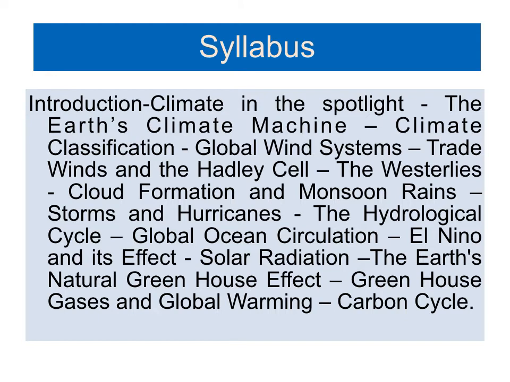Then what is El Nino, the irregularity in the circulation patterns, and what are solar radiations, how the radiation is absorbed by the atmosphere and the earth, and what is the natural greenhouse effect because of that, and what is the aberration in the greenhouse effect because of man-made activities, and what are the greenhouse gases and how they lead to global warming, and finally how the carbon cycle is maintained and how it is affected by the different activities we carry out.